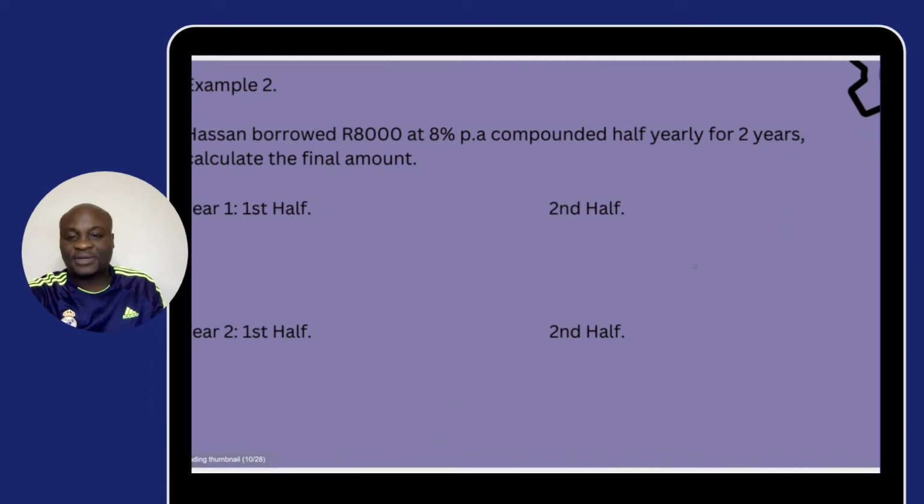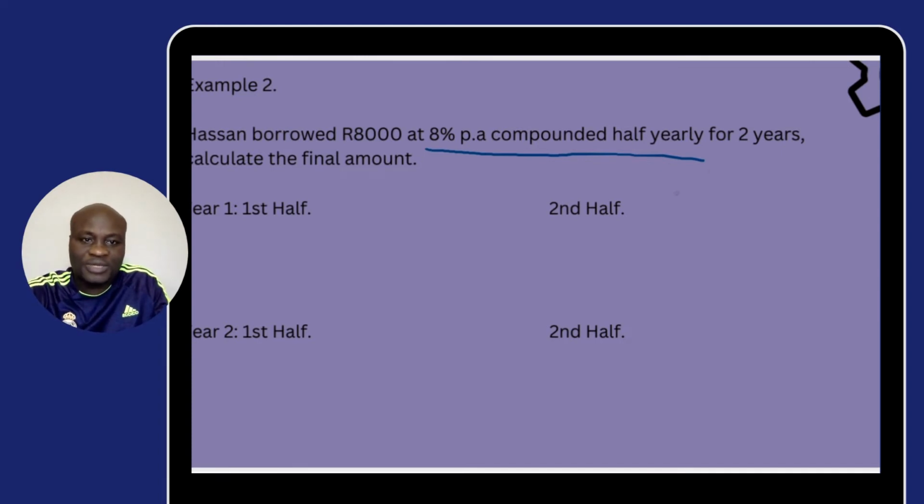Now, in this scenario, I've got our son who has borrowed 8,000 at 8% per annum, compounded half yearly for 2 years. Calculate the final amount. Now, it's a bit different from the first one that we calculated because we are told this information, right? That is 8% compounded half yearly. So we need to calculate the interest amount for every half of the year.